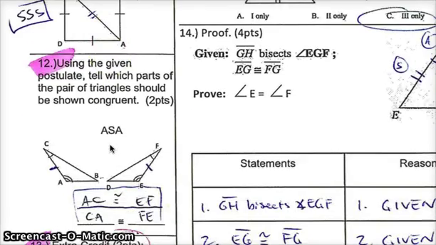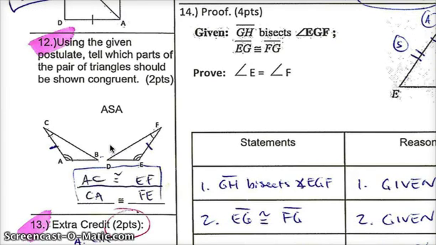Question number 12, using the given postulate, tell which parts of the pair of triangles should be shown congruent, which means you need to add a part, right? It says tell which parts. So I have the angles already marked. That means I need the included side in there. So AC to EF or CA to FE.